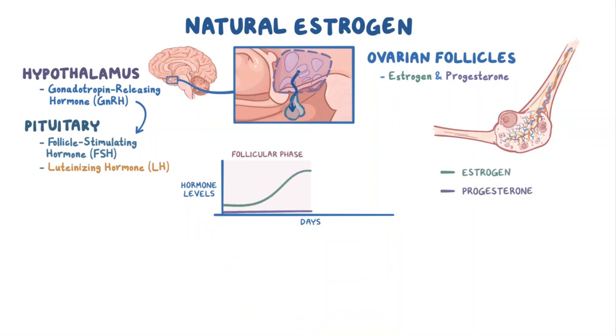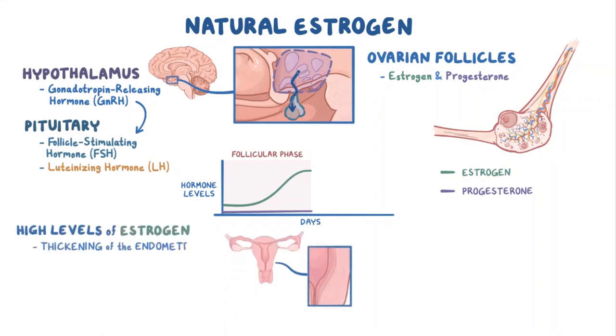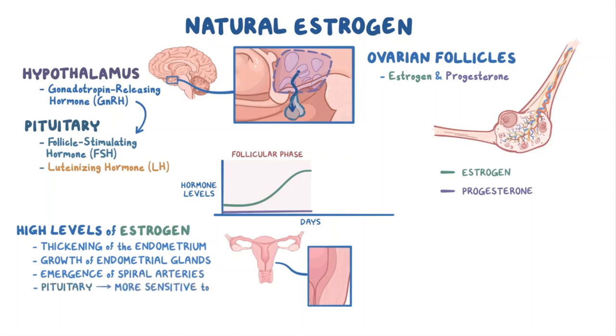But estrogen is the main hormone synthesized during this phase. The high estrogen levels stimulate the thickening of the endometrium, the growth of the endometrial glands, and the emergence of spiral arteries from the basal layer. The high estrogen levels also make the pituitary more sensitive to the actions of hypothalamic GnRH, acting as a positive feedback signal. And at the end of the follicular phase, it leads to a massive surge of FSH and LH that leads to ovulation, where one of the follicles releases an ovocyte.